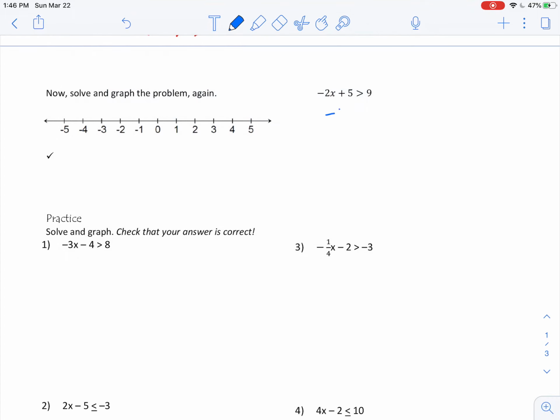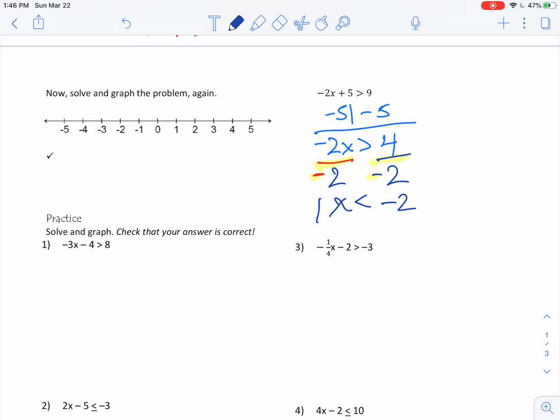This is the same problem that you just did, only now we're going to do it the correct way. So we subtract 5 from both sides, doesn't change the inequality sign. Stays the same. Now what's happening next is that you're going to divide by a negative. As soon as you divide by a negative, it changes the direction of the inequality sign. Dividing by a negative changes the direction of the inequality sign. So you're going to write the x here. Yes, this is a -2, but because you divided by a negative sign, the inequality sign goes the opposite way.